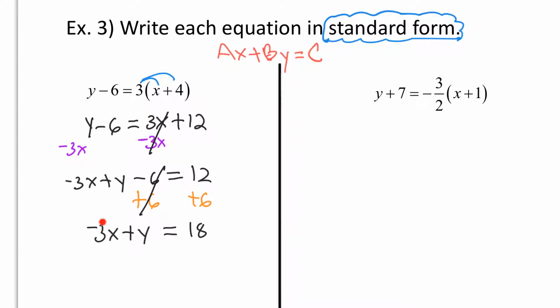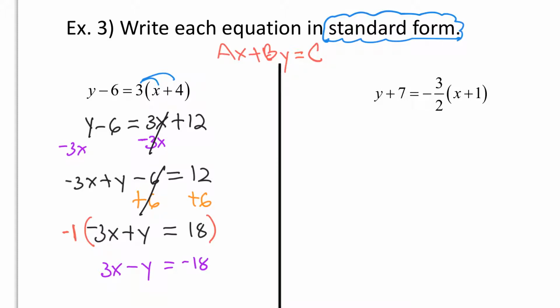Check the a value. Remember, a is the one with the x. A cannot be negative, so we're going to have to change that to a positive. So all you do, you need to multiply this number by a negative 1, and that's going to turn positive 3. But if you multiply one number times negative 1, you have to multiply the whole thing. Everything, that's why I put parentheses, everything by negative 1. So I'm going to distribute, and I'm going to get a positive 3x minus y equals negative 18.